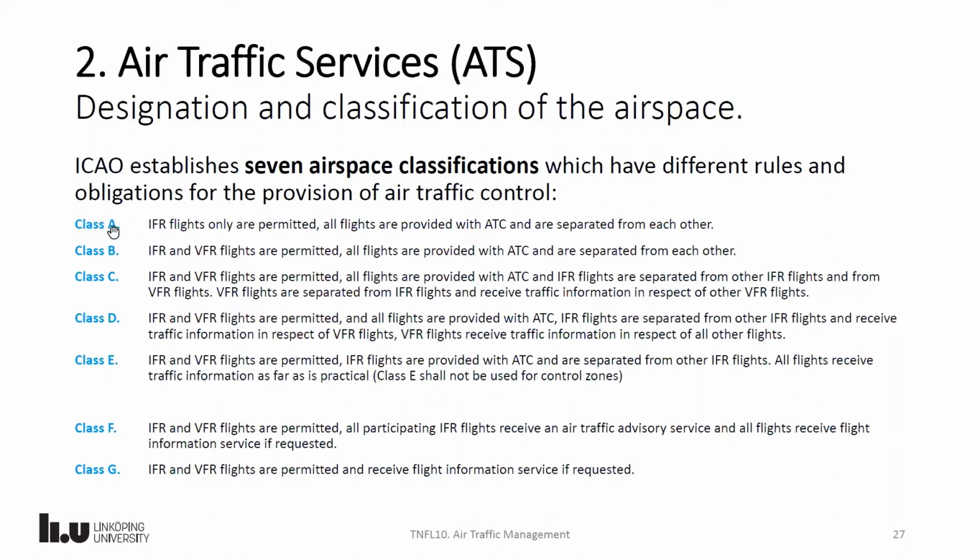So we start with class A, where only IFR flights are permitted and they are separated. As we go down, we will see that we have less and less conditions for the aircraft to fly until we have class G. Basically, we can say that F and G are uncontrolled airspace. In class G, they can fly whenever. Those IFR and VFR flights are permitted to fly, and they only receive information if they want. They don't even have to receive information.